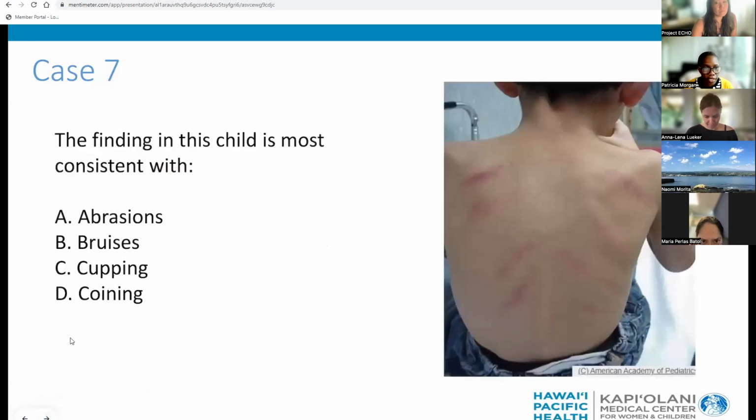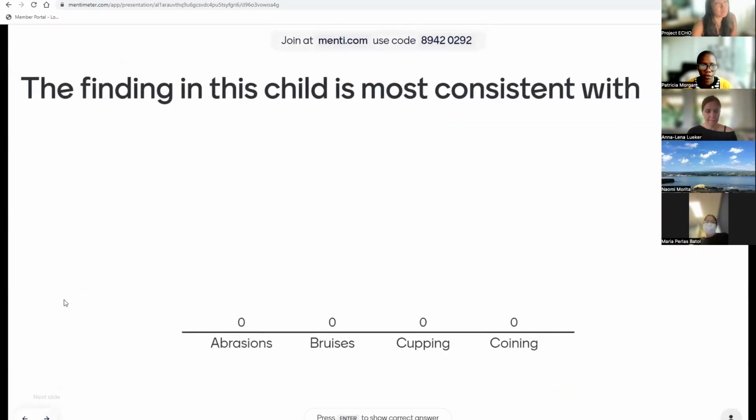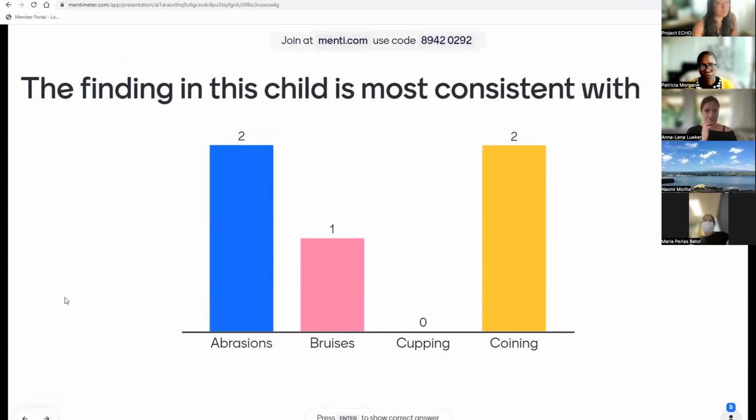So the finding in this child is most consistent with A, abrasions, B, bruising, C, cupping, D, coining. Abrasions, bruises, cupping, or coining. I'm leaving the image up just a little bit longer. What do you think those findings are due to? Five more seconds.